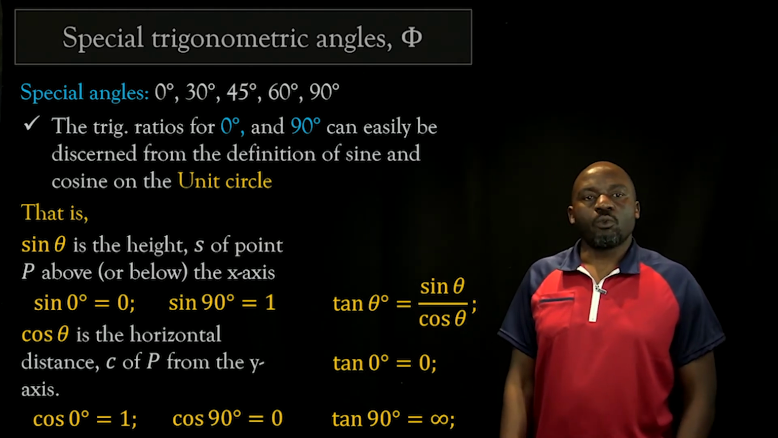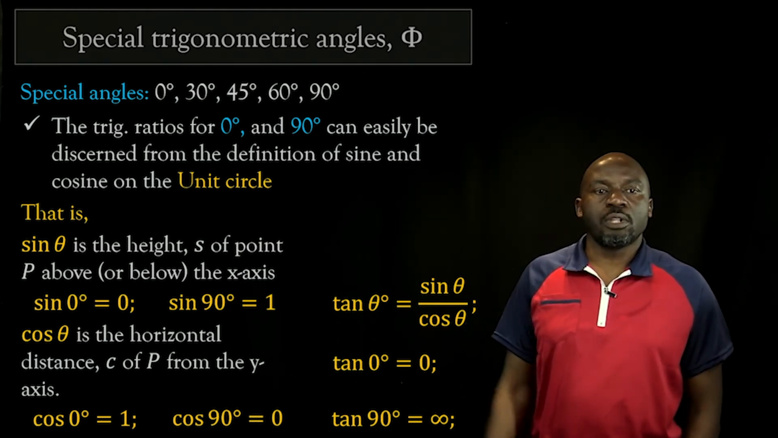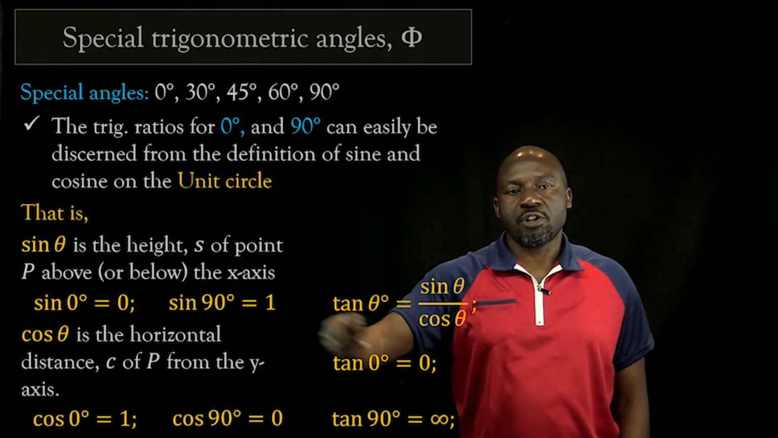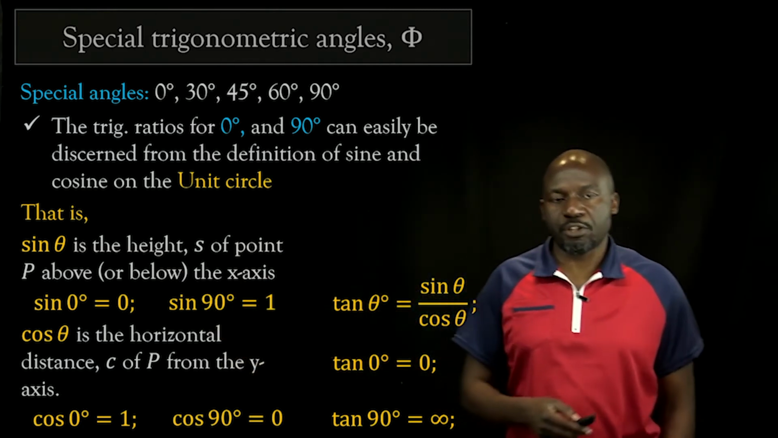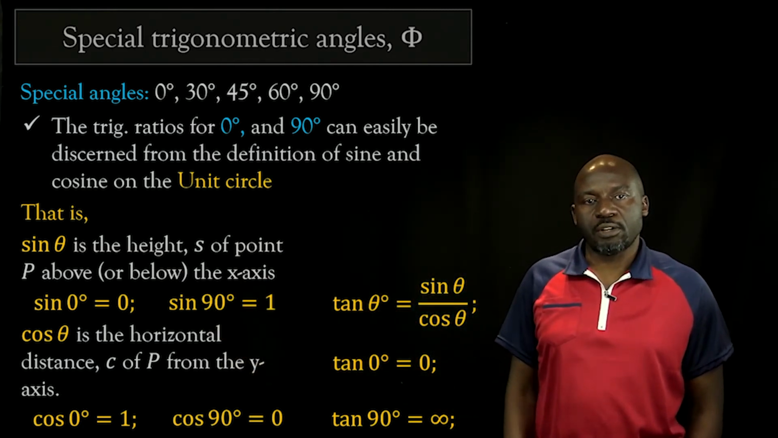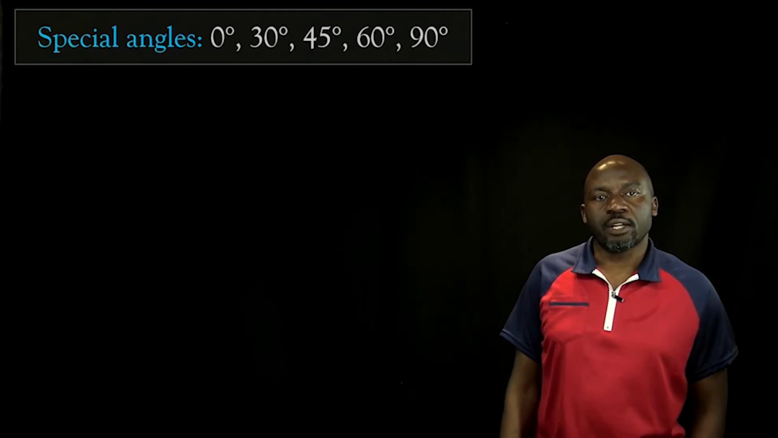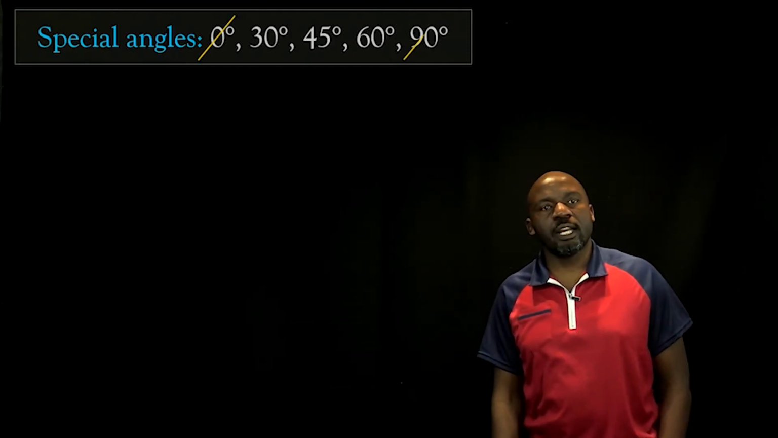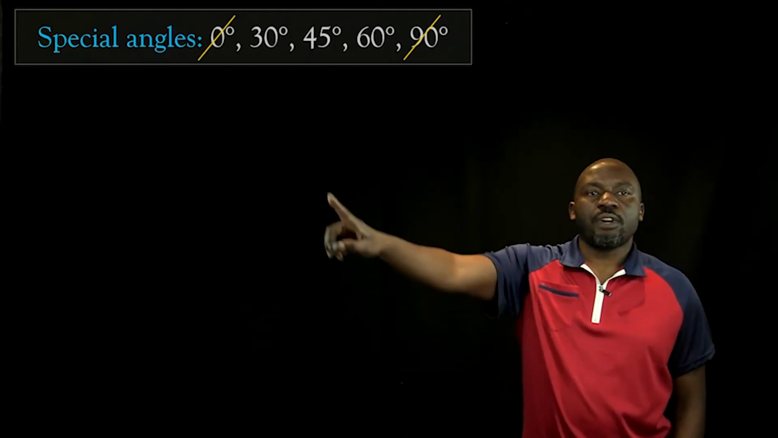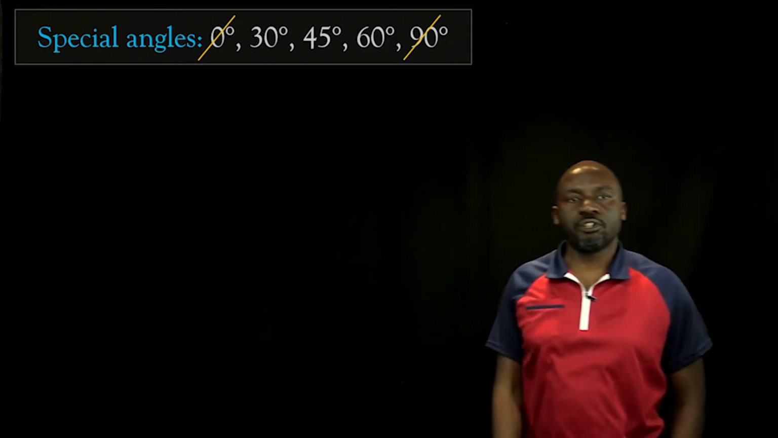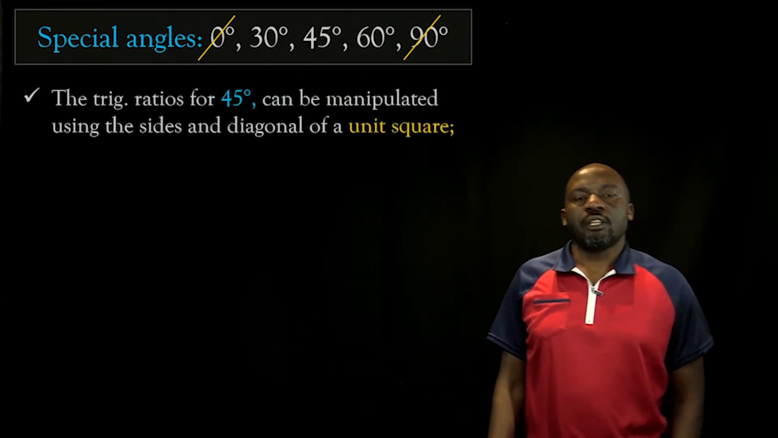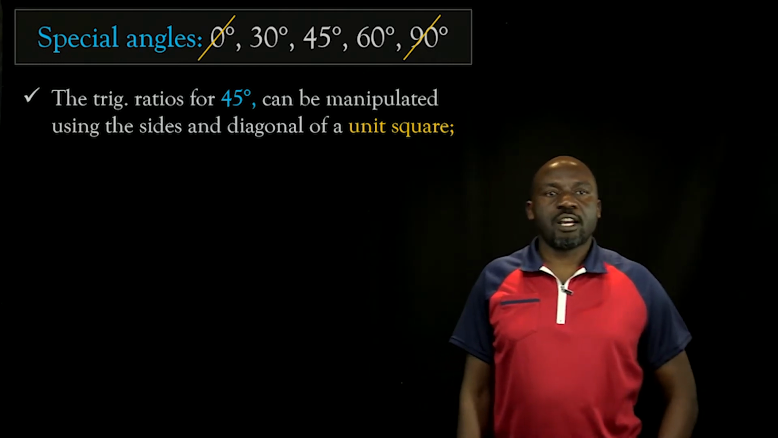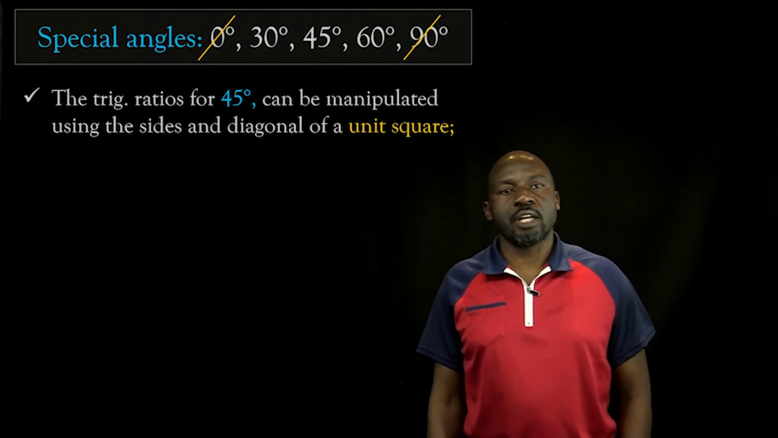Okay? So with that, we can conclude that now we know the trigonometric ratios, all the three trigonometric ratios for the angle 0 and 90 degrees. So we are done with 0 and 90. Now let's try and find the trig ratio for 45 degrees. Okay? The trigonometric ratio for the angle 45 can be found using a unit square.